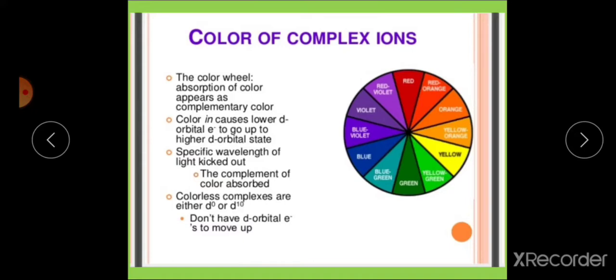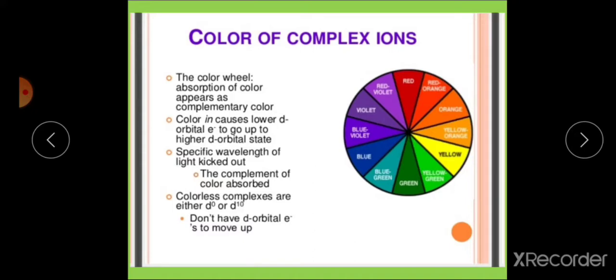The ions having no unpaired electrons are colorless. For example, copper plus ion has a 3d10 electronic configuration. They have completely filled orbitals, no unpaired electron. Titanium 4 plus ion, 3d0, has no d electrons. Means the ions having no unpaired electrons are colorless.